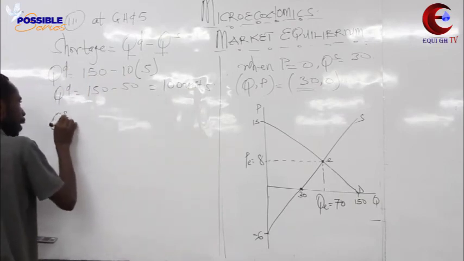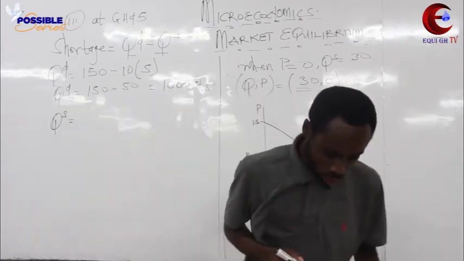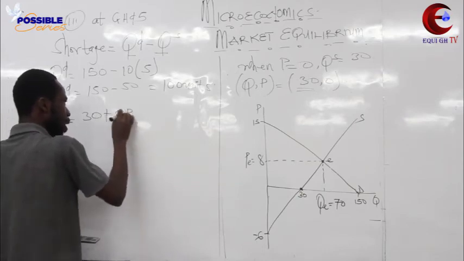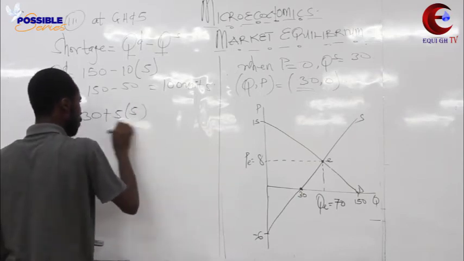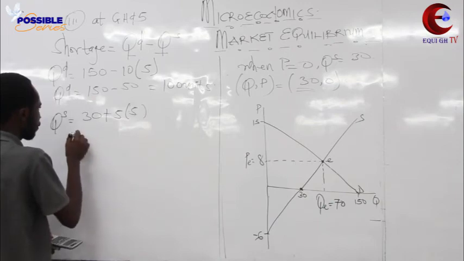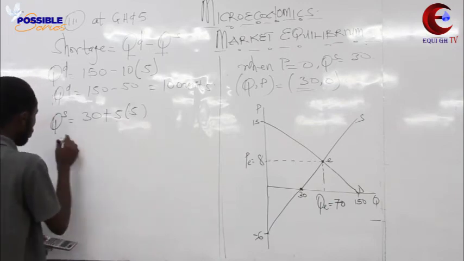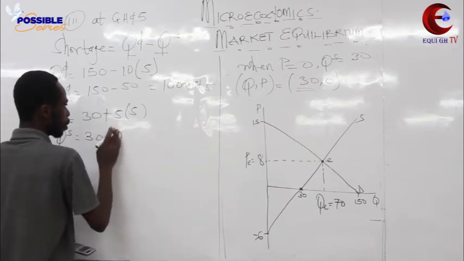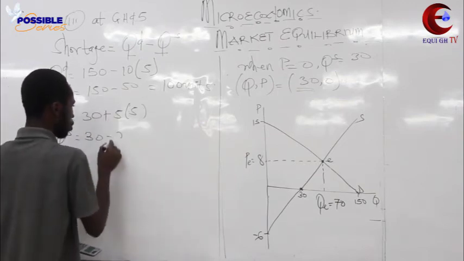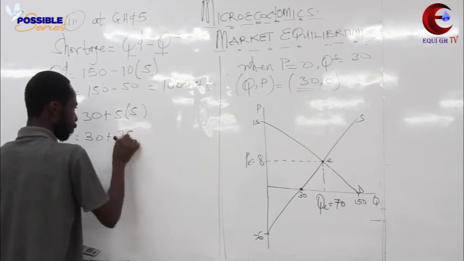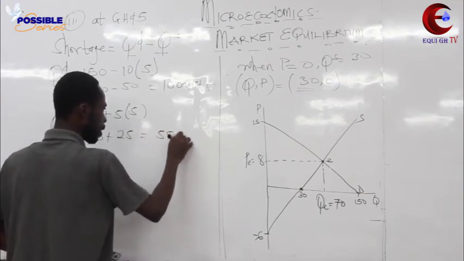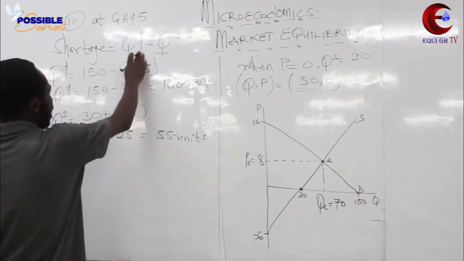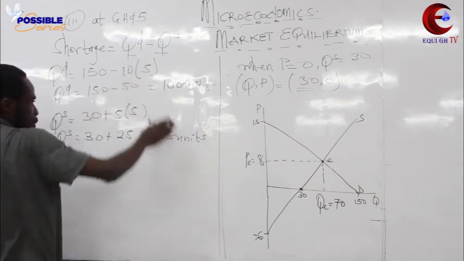Now quantity supply is equal to 30 plus 5p, and the p is 5 Ghana cedis. So 5 times 5 will give us 25. So 30 plus 25 will give us what is called 55 units. Right. So if it is 55 units, you have gotten quantity demand to be 100, quantity supply to be 55.